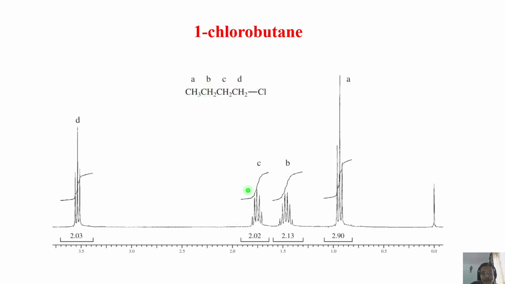This has to be this CH2, which is split into a triplet of triplets. This is a quartet of triplets. This is a triplet. So the intensity clearly agrees: 2 intensity, 2 intensity, 2 intensity, and 3 intensity. Very nicely you can interpret the spectrum.